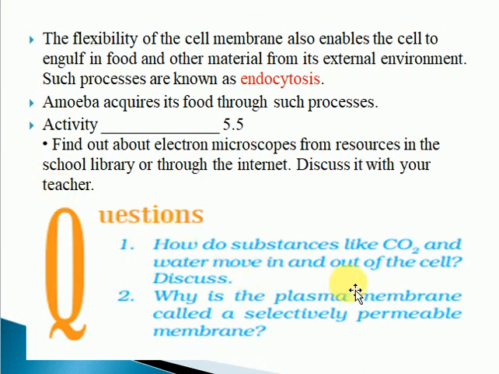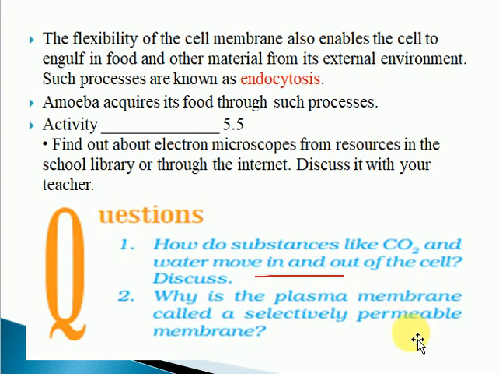How do substances like carbon dioxide and water move in and out of the cell? They move through the process of diffusion. You will write the answer that oxygen is more on the outside, so therefore from the outside it would move towards the inner side by the process of diffusion. And carbon dioxide is formed as the waste material. It is high in concentration inside the cell, so from inside it would move towards the outer side.